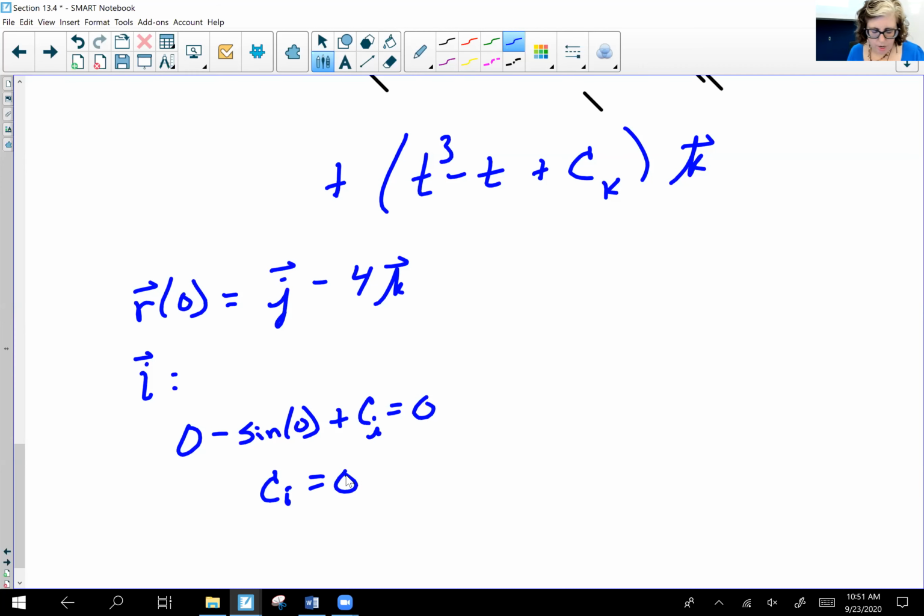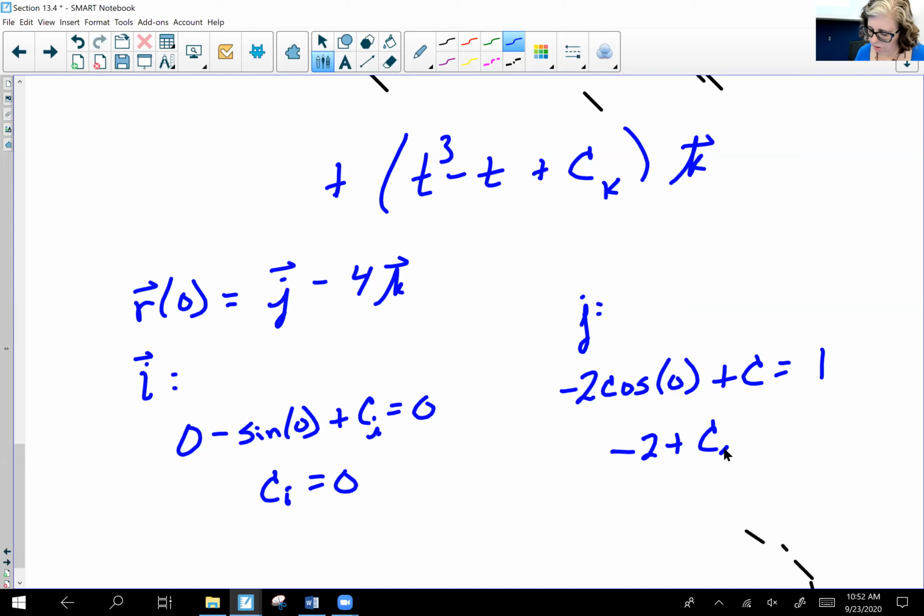That one's done. Now, let's look at the J component. The J component is going to be -2 cosine of 0, which is 1, plus C equals 1. It's 1 because that was given to me in my R0 equation. So this becomes -2 plus C, technically C sub j, equals 1. So here C sub j is going to equal 3.